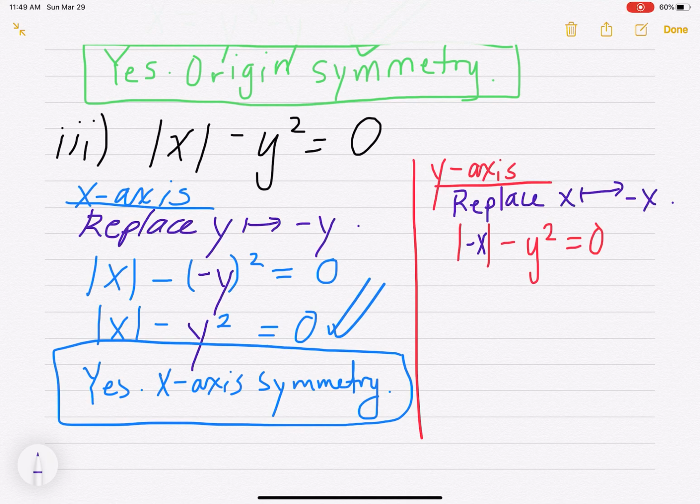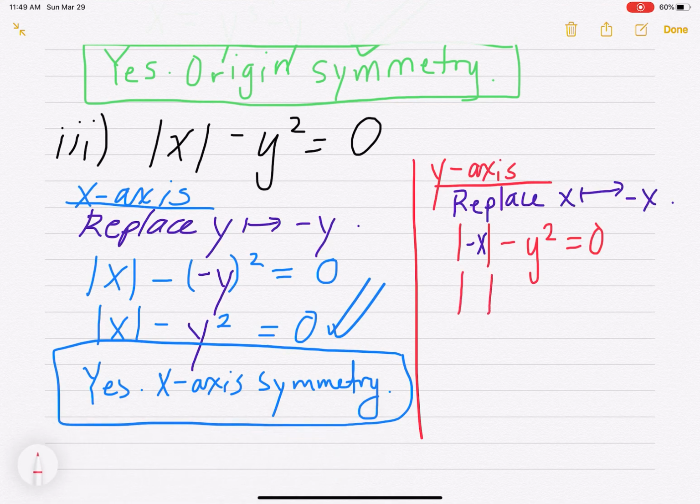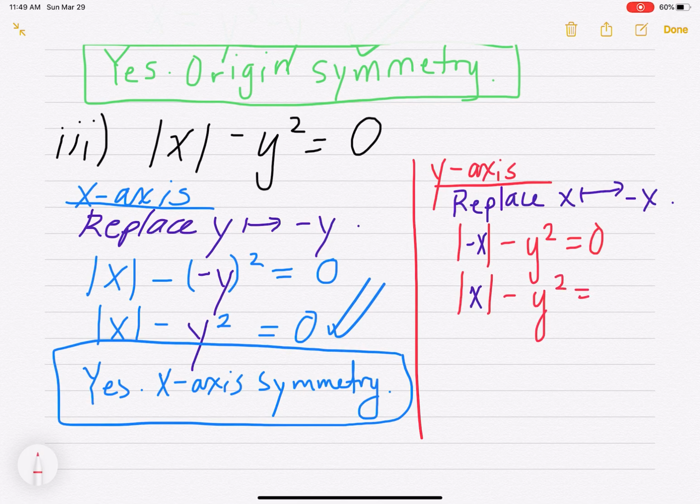Now the question you have to be able to answer here is, how does the absolute value affect the negative? Absolute values kill off negatives essentially. It doesn't matter if you put in a negative x or a positive x. Absolute values positify anything. So this is the same thing as the absolute value of simply x. The absolute value of negative x is the absolute value of x. So here we have the absolute value of x minus y squared equals 0. Is that the same as the original equation? This is a yes. Another yes. We have y-axis symmetry here as well as x-axis symmetry.